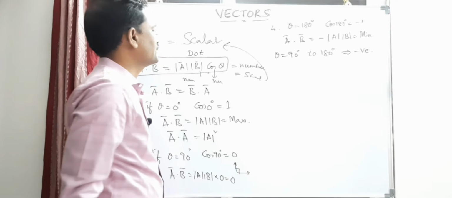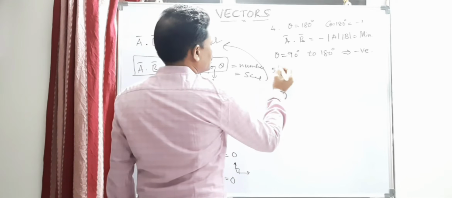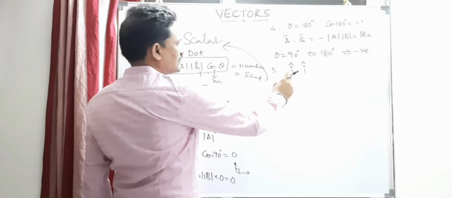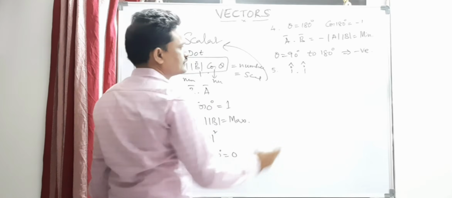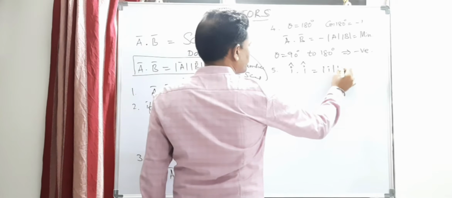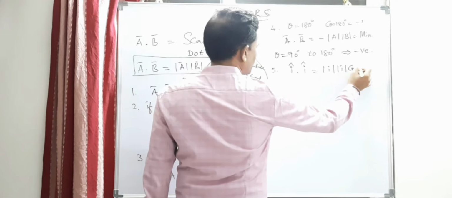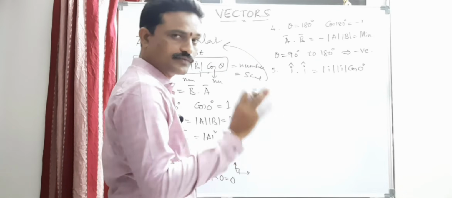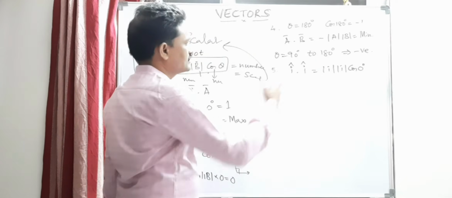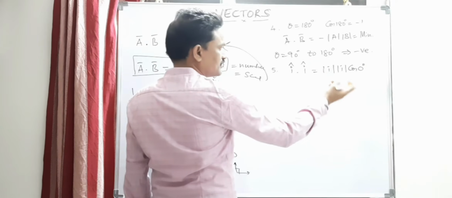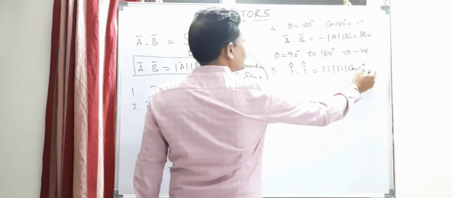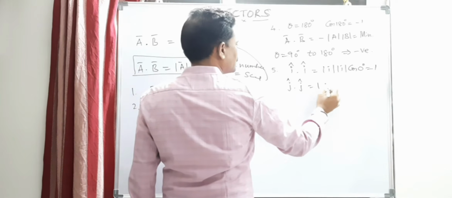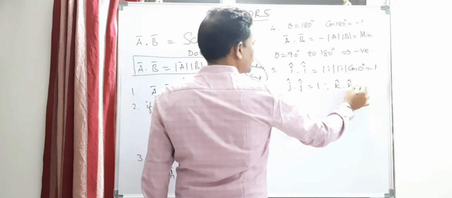Is it clear? Now let us go for the other one. Now let us take I dot I. So unit vector on x-axis and unit vector on x-axis. From the definition it becomes mod I mod I cos 0 degree, because a vector makes 0 degrees with itself. So cos 0 is 1. So mod I is 1. Since it is a unit vector, 1 into 1, you will get 1. In the same way, j dot j is equal to 1. K dot k is equal to 1.